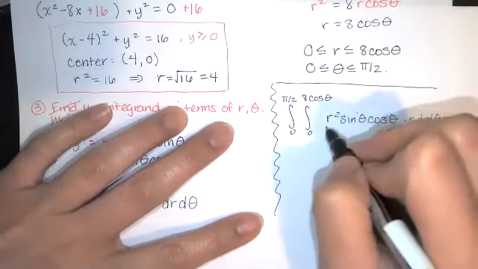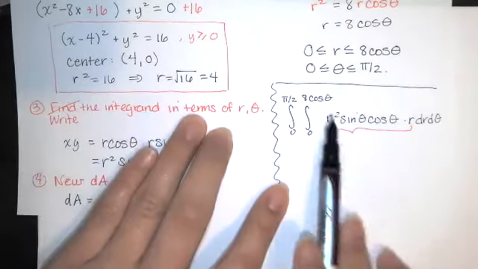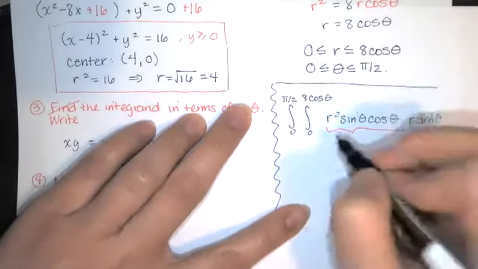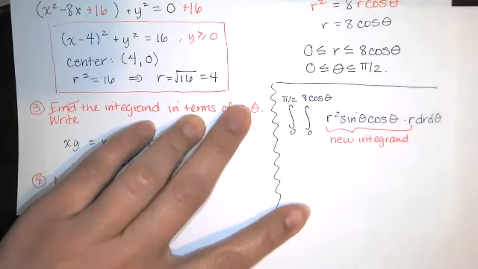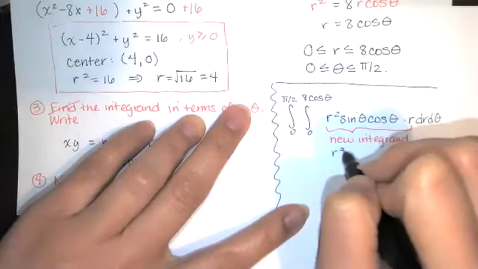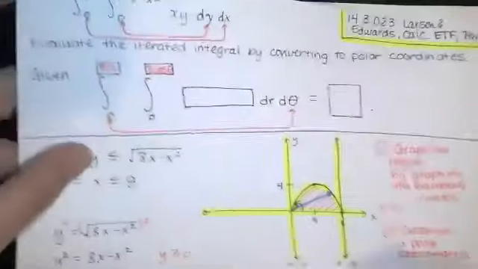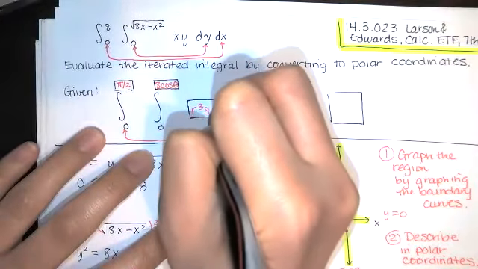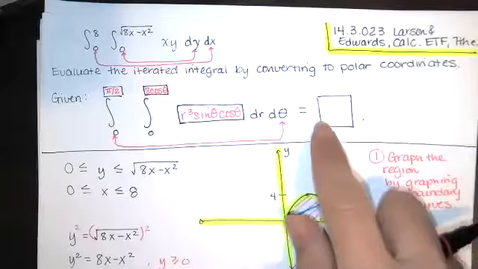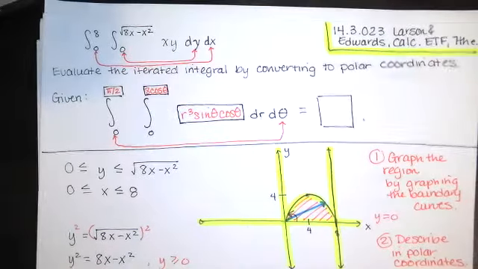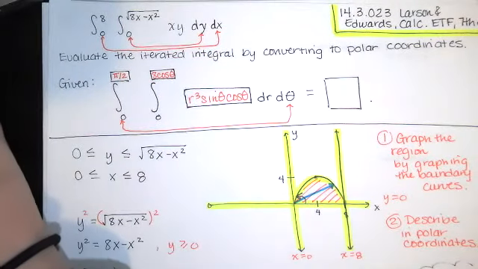Now this is our new integrand. So we took our old integrand and we multiplied it by r. Our old integrand in terms of r and theta multiplied by r is the new integrand. And of course you want to simplify that. That r squared times that r is going to give us an r cubed. We have r cubed sine of theta cosine of theta. Okay, great. Now we just need to evaluate the integral, and that's pretty simple. So I'm going to do that on the next page.